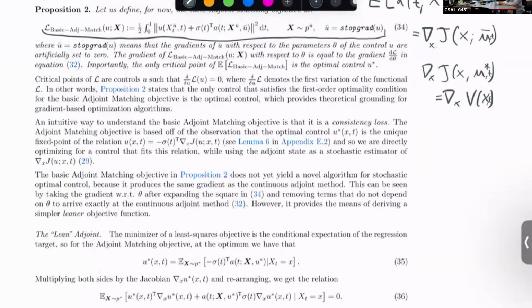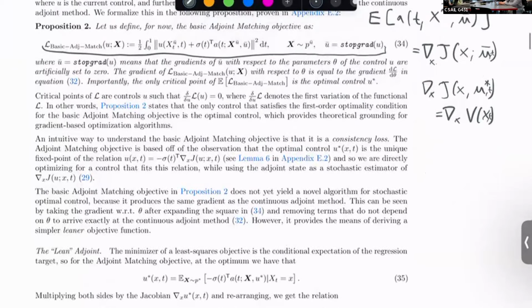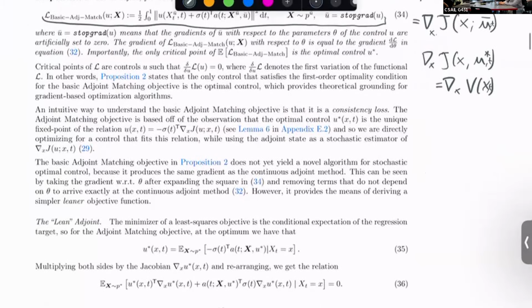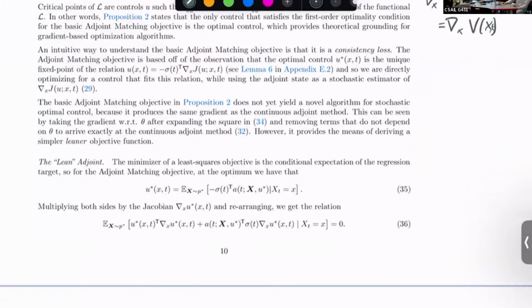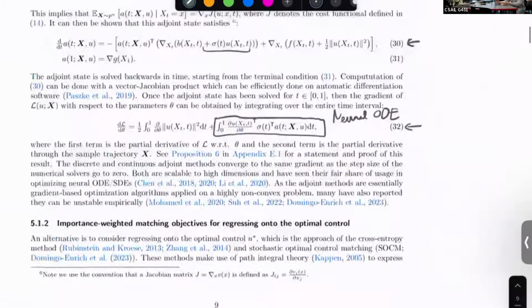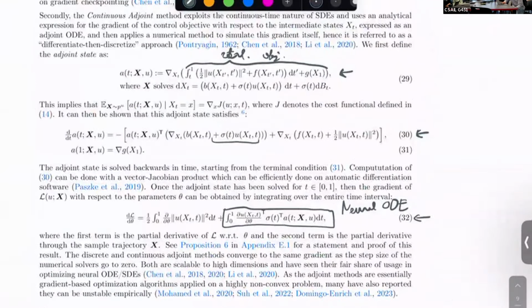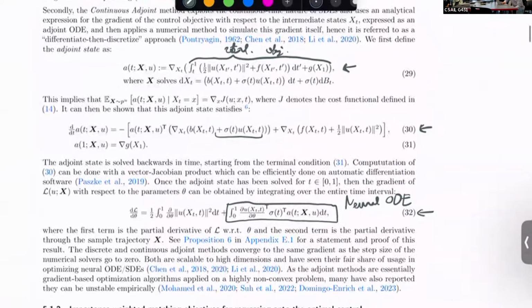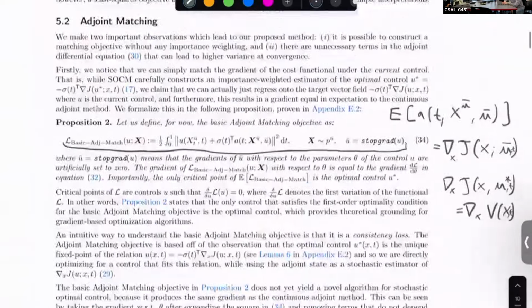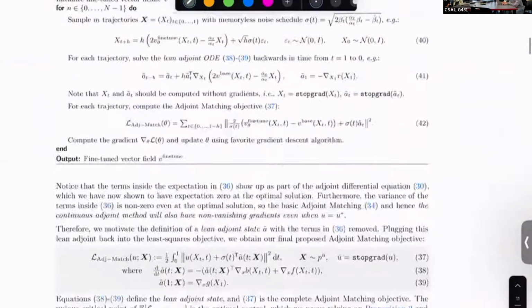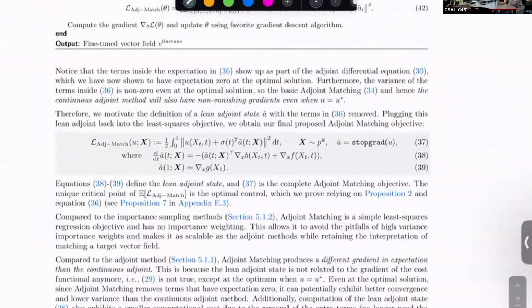So okay, what do we do? This is basic adjoint matching. What we're going to do is modify the adjoint equation to make it simpler. This gives an algorithm that kind of works, but it's too high variance. So we want to use a different adjoint ODE, which is what we call the lean adjoint ODE.